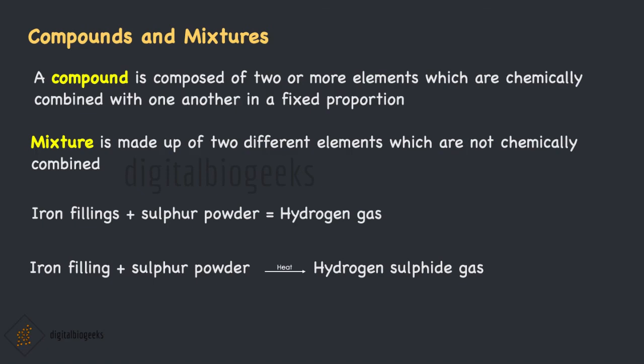When we mix iron filings and sulfur powder, there is no chemical change, and the resultant will show the properties of its elements, and the resultant is called a mixture. But when we heat the elements together, the resultant is a compound due to the chemical changes. A compound has totally different properties compared to the combining elements.